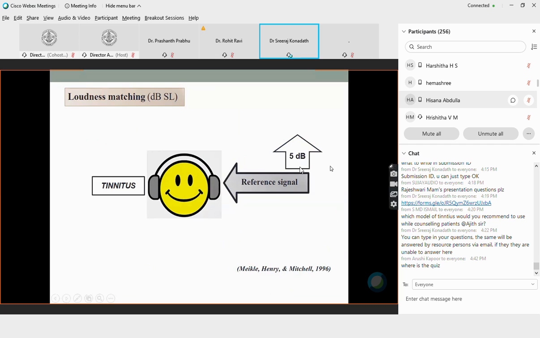You are giving a stimulus at that particular pitch as the reference signal, at 5 dB above the threshold of the individual. So generally what you have to remember is that tinnitus loudness is in a range of 0 to 15 decibels on an average in any individual. Okay, that means the tinnitus loudness generally is up to 15. I have seen patients up to 35 dB also, but that is very, very rare.